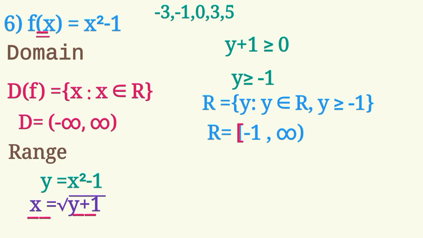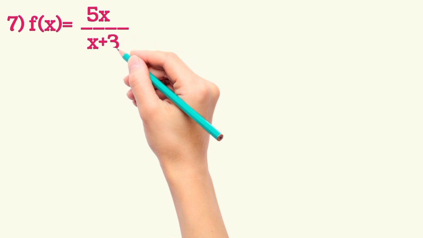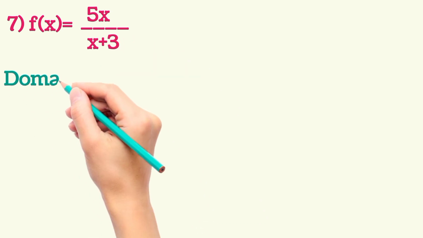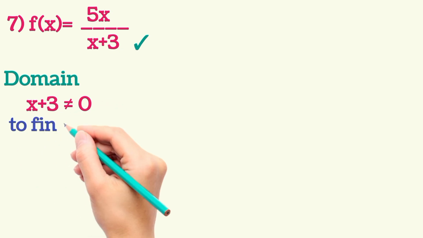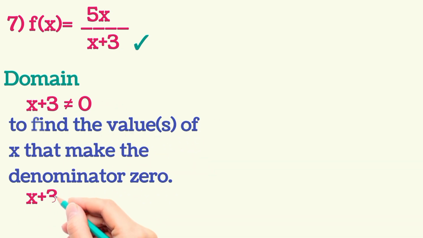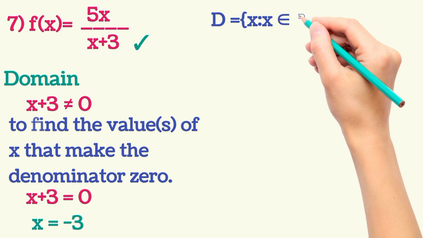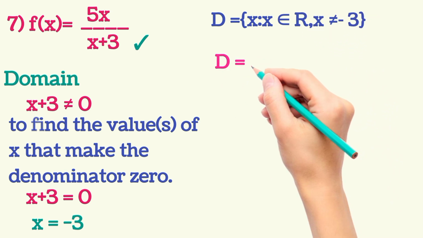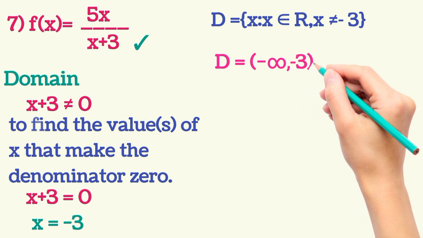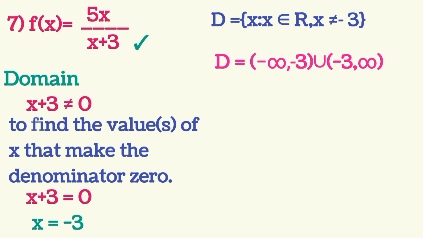Now question number 7 is f(x) = 5x divided by (x + 3). So for domain, we see that this function has x + 3 in the denominator. So x + 3 should not be equal to 0. So we will find values that make the denominator 0. So we will put x + 3 = 0, which will give x = -3. So domain is x such that x belongs to R, x is not equal to -3. Our domain is minus infinity to -3 union -3 to infinity, where -3 is not included.